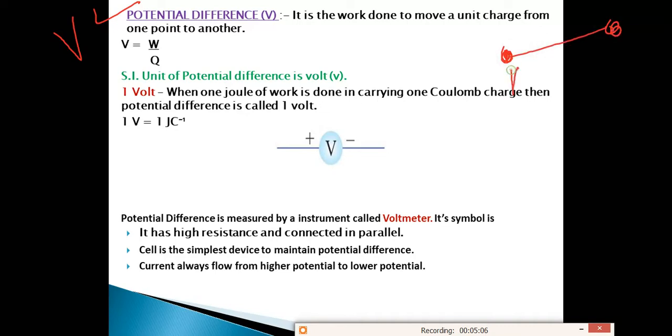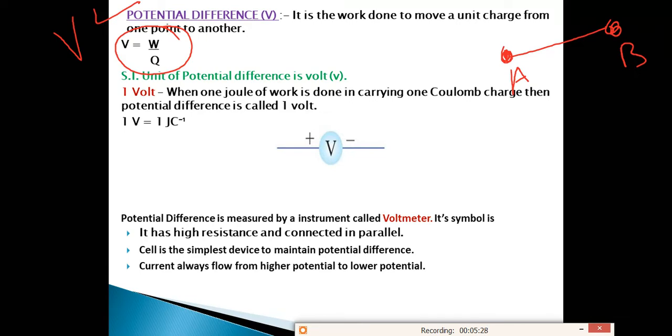For example, we have to move a charge from point A to point B. The work done which is used to move a charge from one point to another point will be our potential difference. So V is equal to W by Q, where W is the work done and Q is the charge. Remember this formula, V is equal to W by Q, work done divided by charge.